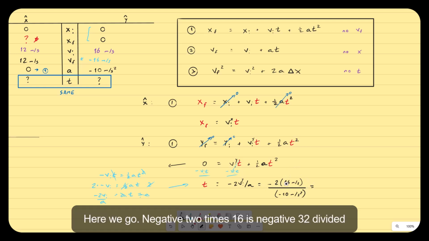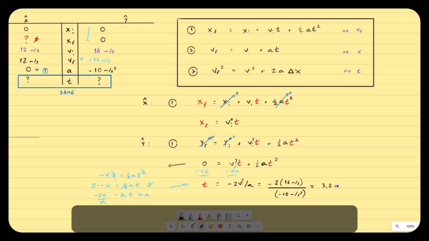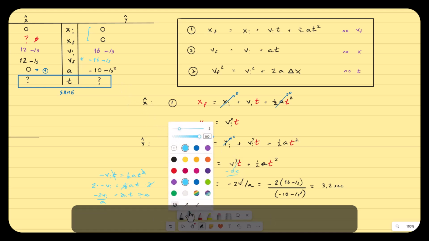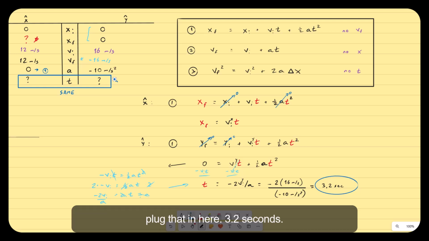Here we go. Negative 2 times 16 is negative 32 divided by negative 10 is positive 3.2 seconds. Once I have that, so I found my time. Now I can plug that in here, 3.2 seconds.